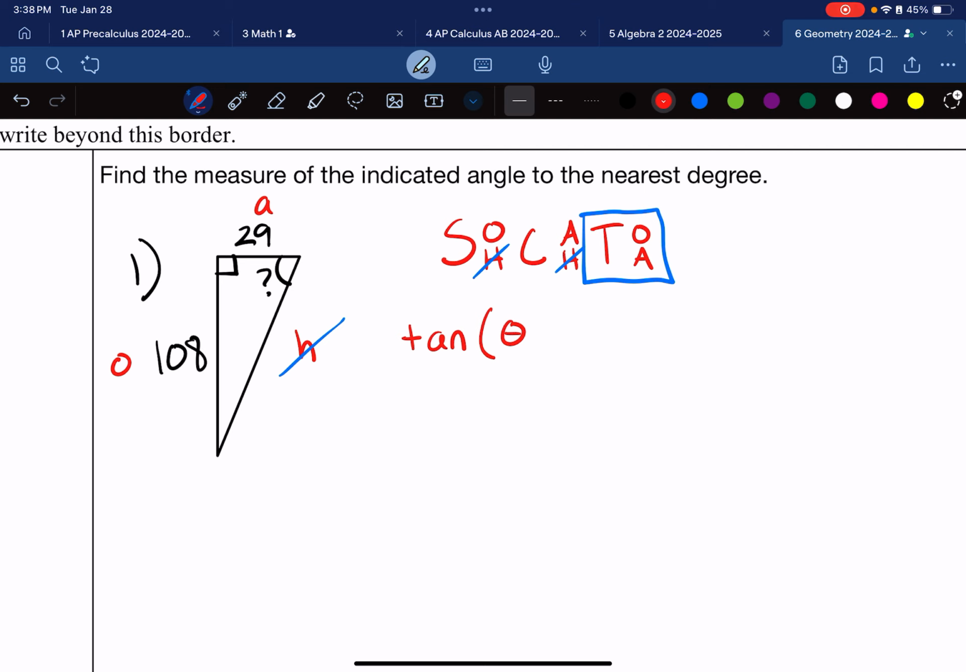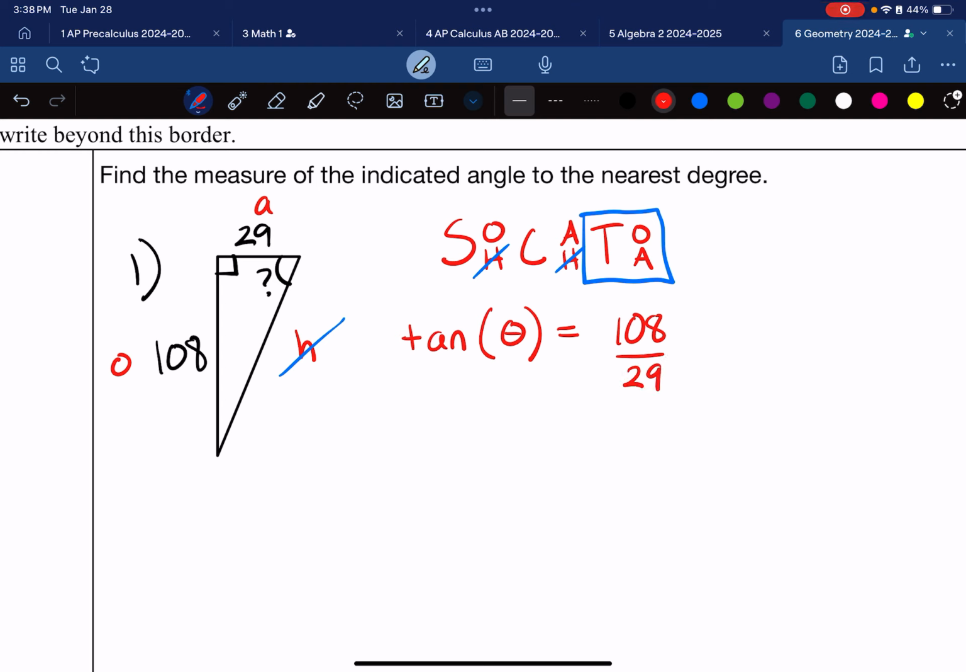You can say tangent of this angle theta is equal to the ratio of opposite over the adjacent. The opposite in this case is 108, the adjacent is 29. So I'm going to set up a fraction, and don't write this down yet, 108 divided by 29. Here's why I told you not to write this down.